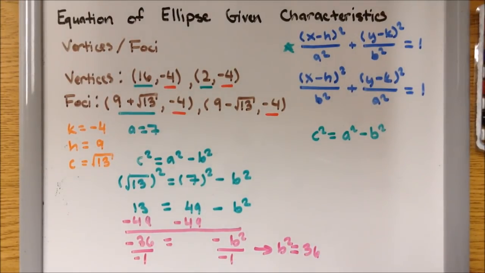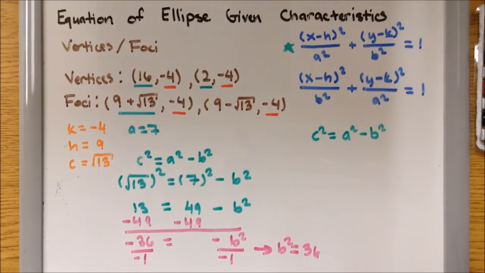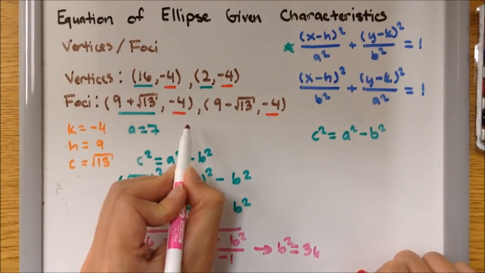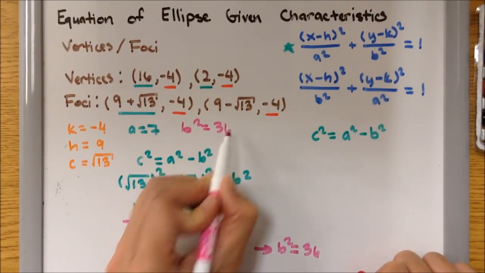Now, we don't actually have to solve for the value of b, because what the standard form asks for when we plug in is b squared, so we don't need that. So I'm going to write right here, b squared equals 36.